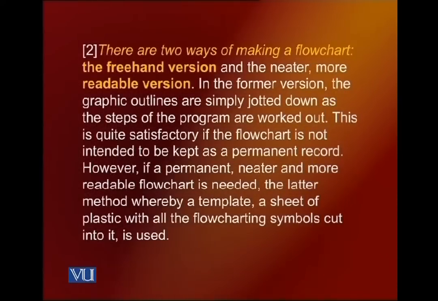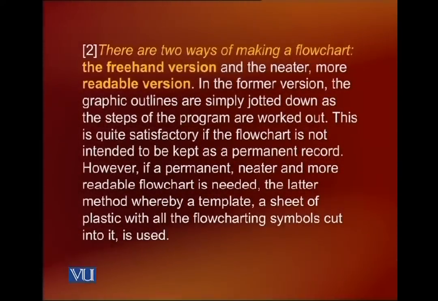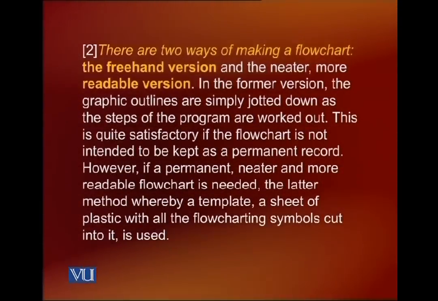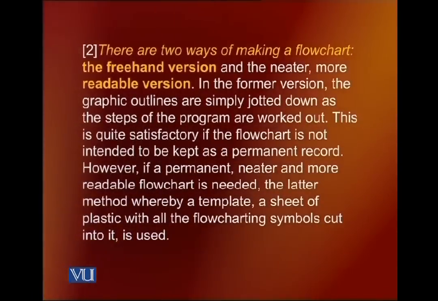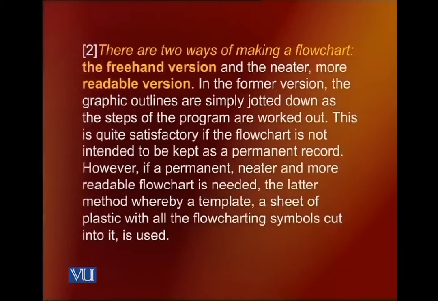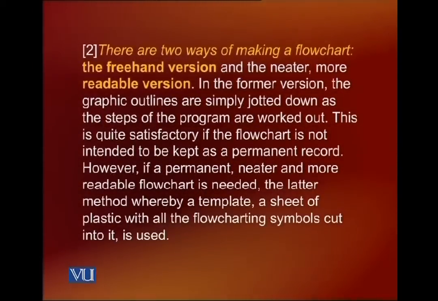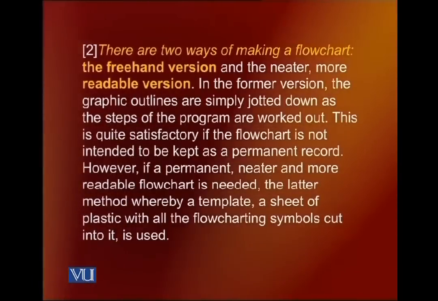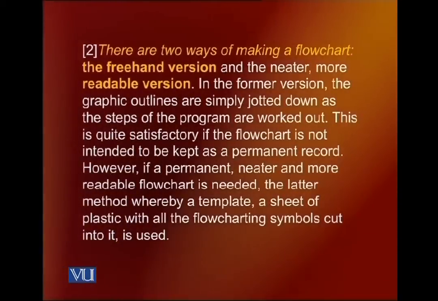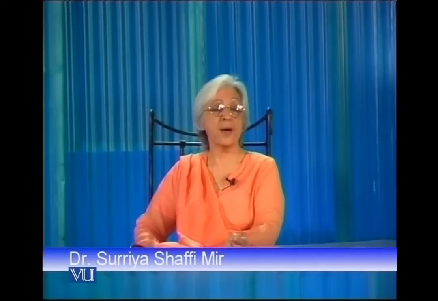There are two ways of making a flowchart: the freehand version and the neater, more readable version. In the former version, the graphic outlines are simply jotted down as the steps of the program are worked out. This is quite satisfactory if the flowchart is not intended to be kept as a permanent record. However, if a permanent, neater, and more readable flowchart is needed, the latter method is used, whereby a template, a sheet of plastic with all the flowcharting symbols cut into it, is used.